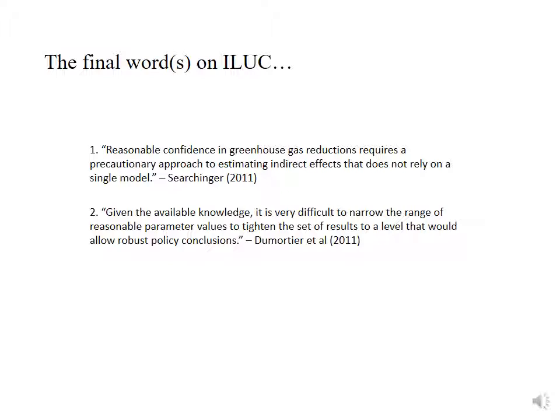The faculty at Iowa State that collaborated with Searchinger went a step further and said that in their model in particular, it is very difficult to narrow the range of reasonable parameter values so that you can get a result that would allow you to come up with a robust policy conclusion on indirect land use change. These comments underscore the difficulty in understanding the complex chain of causation that goes between changing land to produce biofuel in one region and the potential greenhouse gas emissions caused by clearing land in other parts of the world.